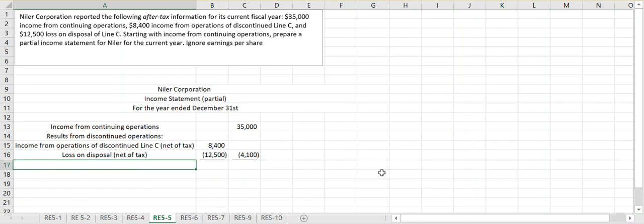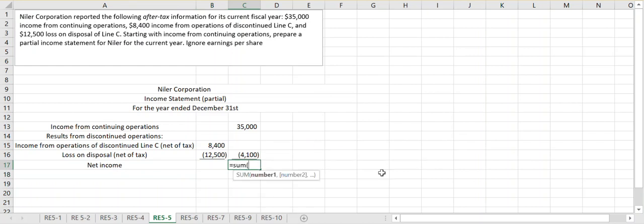But again, remember, if I was an investor, what I'd be looking at to help predict future earnings and future income would be that income from continuing operations, because that $4,100 impact that's negative to us in this case from line C won't be there in the future periods. So our net income at the end of this current fiscal year would be $30,900.